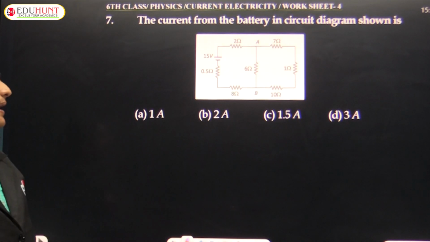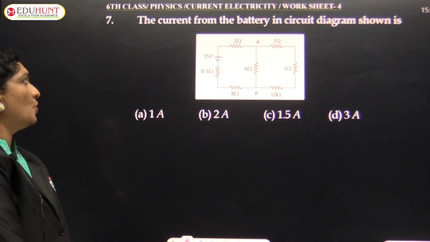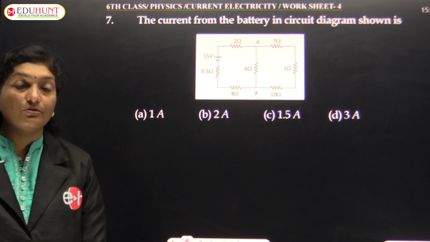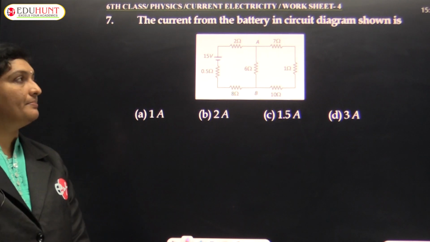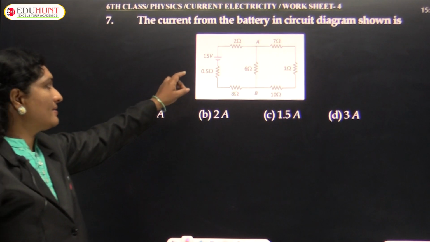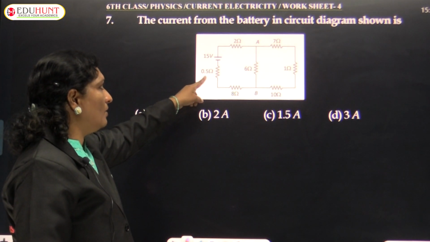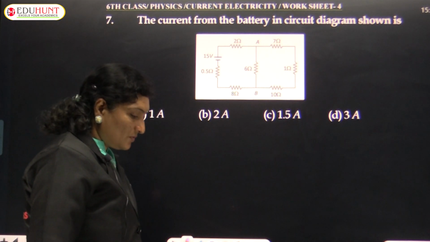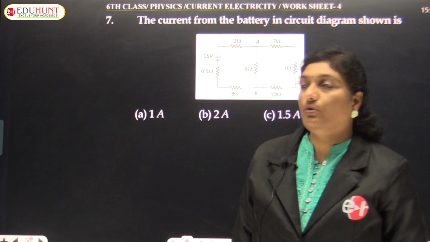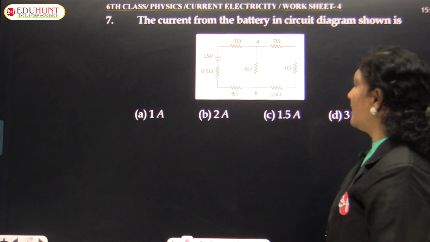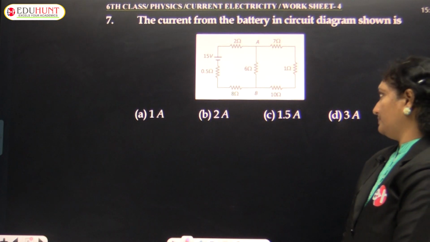Okay, so now moving to the next part of the question, that is 7th question. The current from the battery in the circuit diagram shown is. You are asked to find the current from the battery. So the battery voltage is given as 15 volts, which is further connected to a 0.5 ohm resistor, and the remaining part of the circuit is as shown.